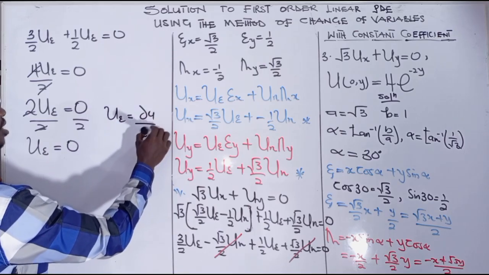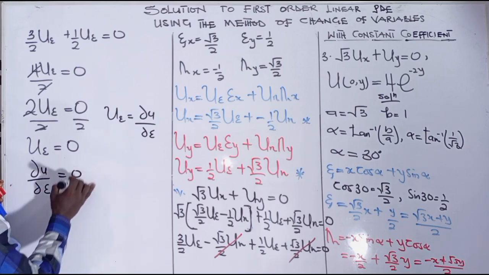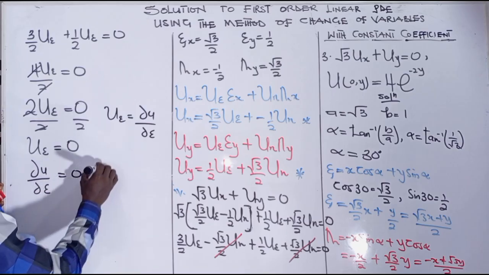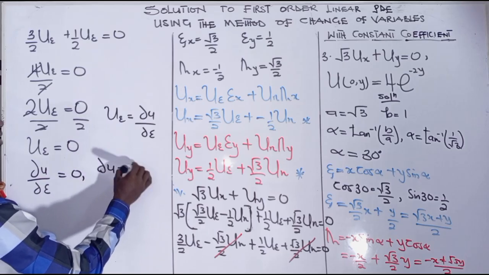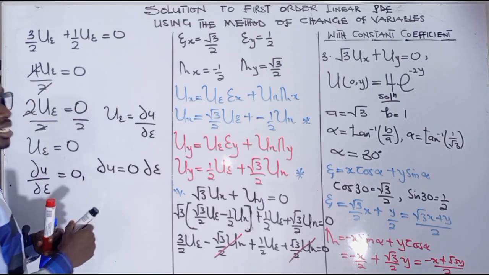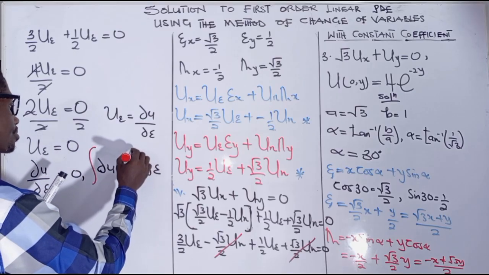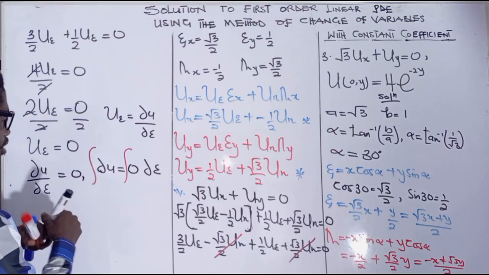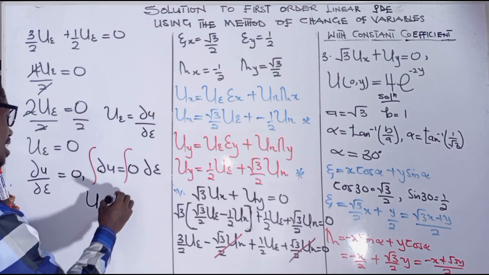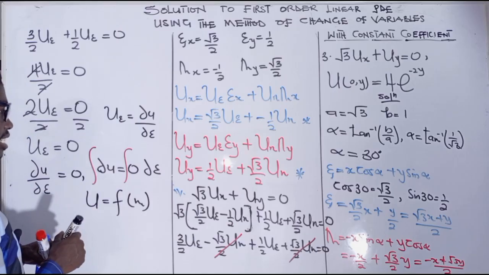So we know that u_ξ can be written as del u del ξ. So we are going to write this as del u del ξ is equal to what? 0. Now let's separate the variables into u and then ξ. So we can write this as del u is equal to 0 del ξ. Now you can see that we've separated into u and then ξ. We can integrate both sides. Now when we integrate the del u, we are going to get u. And then when we integrate 0 del ξ, we are going to get a function of what? Eta. Very, very easy and simple.